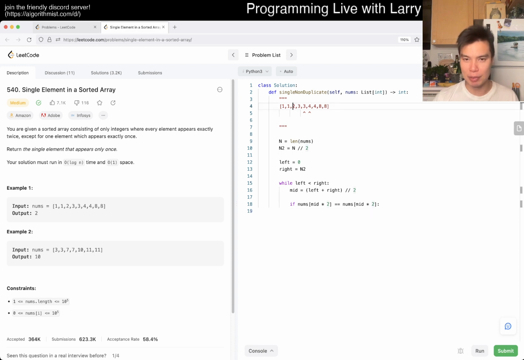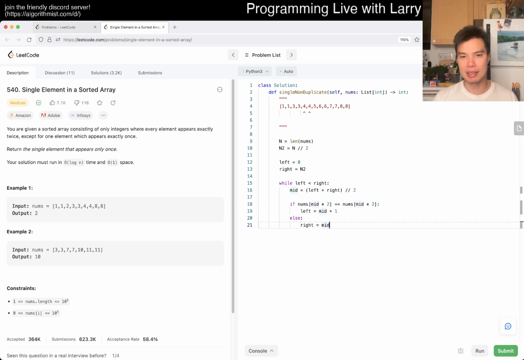Let me just add a few more numbers just for fun. I know that this is no longer increasing, so let me change that. But yeah, if they're equal, then that means that everything is going to be to the right. So that means that we want to move it to be bigger. So then left is equal to mid plus 1, right? Else right is equal to mid. And I think that should be okay.